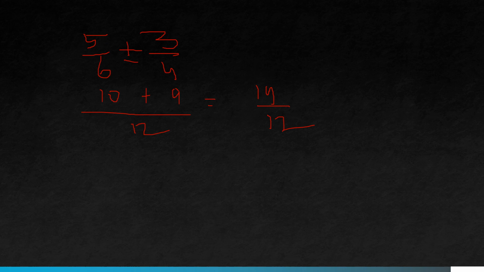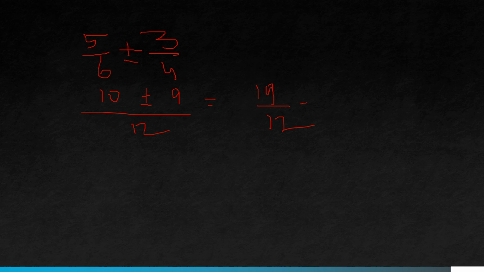Same way we can do the minus over here. Let's say if you want to subtract 3 by 4 from 5 by 6, you just need to replace the sign. 10 minus 9 is equal to 1 upon 12 will be the answer. This is how you can calculate. Now the answer is 19 upon 12.